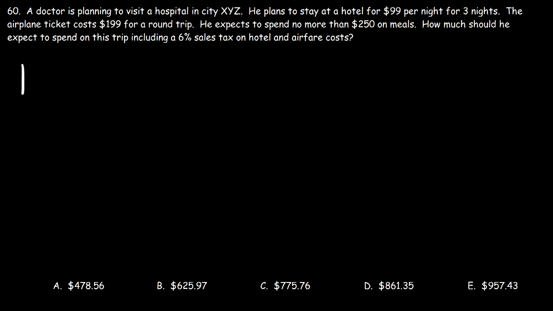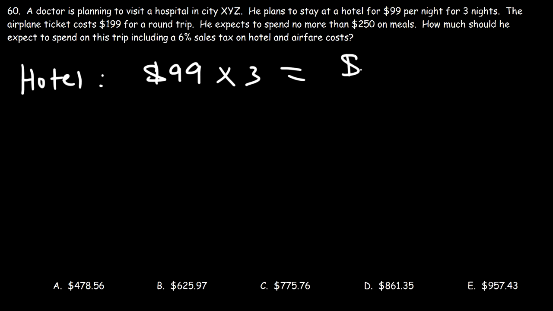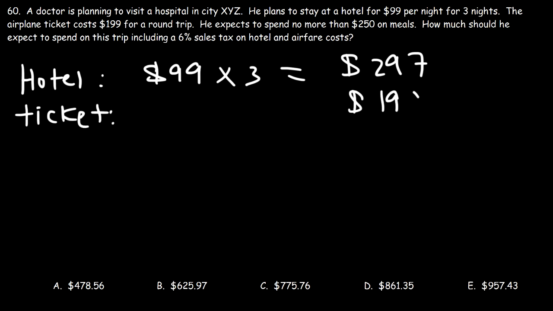So let's start with the hotel expenses. He's going to spend $99 per night for 3 nights. So 99 times 3, that's $297. Now for the airplane ticket, he's going to spend $199. So for travel costs, if we add $297 plus $199, that's $496.